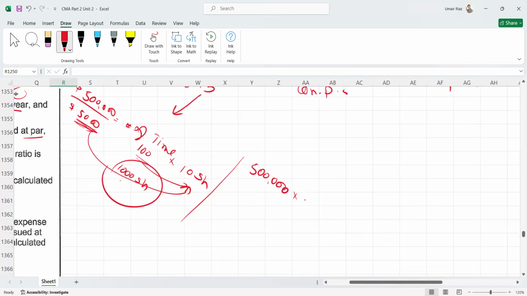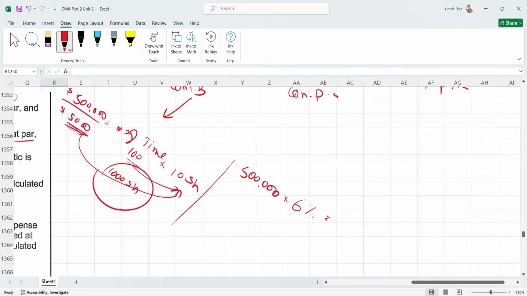Multiply by 6%. So this will give you interest saved. How much? 500,000 into 6% is going to be 30,000. So this is interest saved per year into 1 minus T. Tax is 30% given in the question. So what is the final amount? Final amount is 30,000 into 0.7. So 21,000 is interest saved.